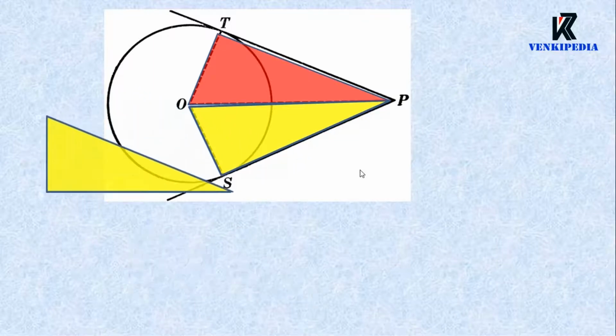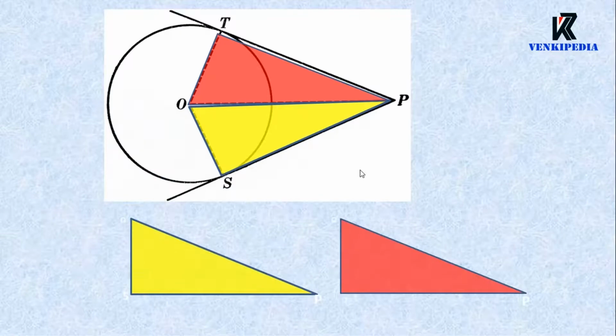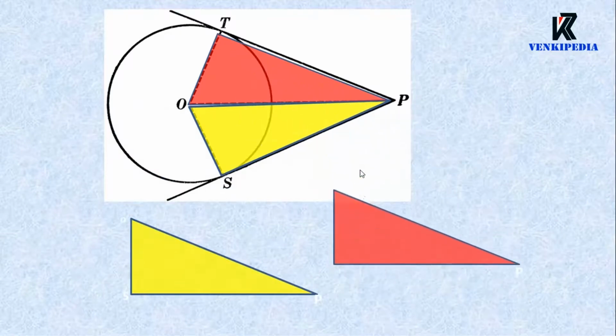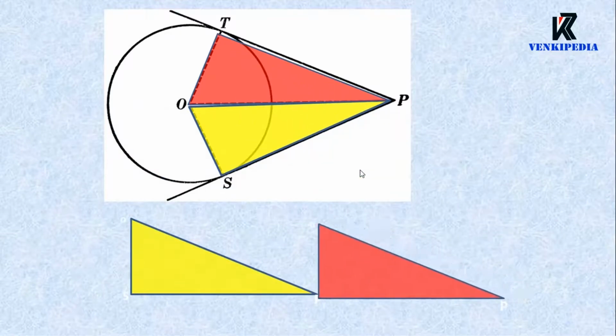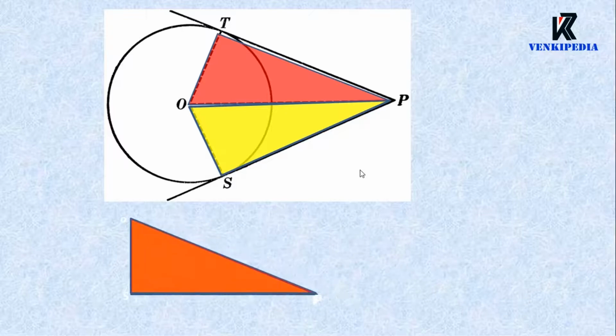In congruent triangles, the corresponding parts are equal. So, the corresponding parts like PT and PS, the lengths of the tangents, are equal. Let us try to prove this theorem mathematically. How can we prove this theorem mathematically? Yes, we can prove this theorem mathematically by using RHS congruency.